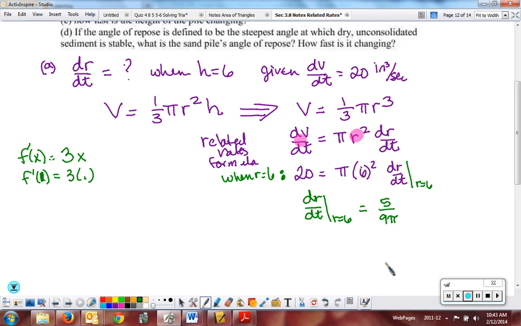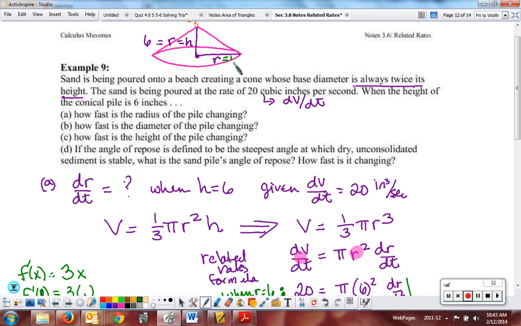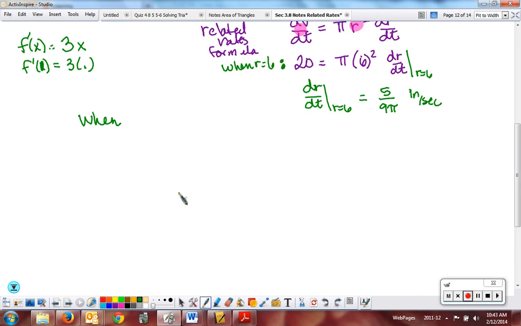What are my units? Inches per second. And then we answer the question. Oh, and I kind of glossed over this. They're giving you the height as 6. But since height and radius are the same, we're going to do that. So down here I would say when height is 6, answer the question they asked you.